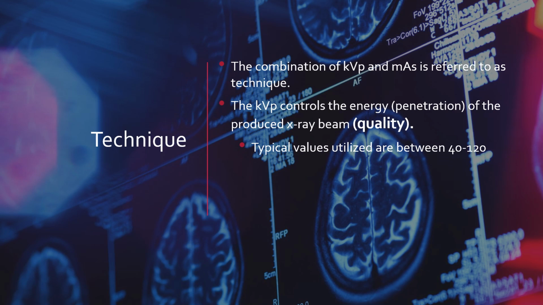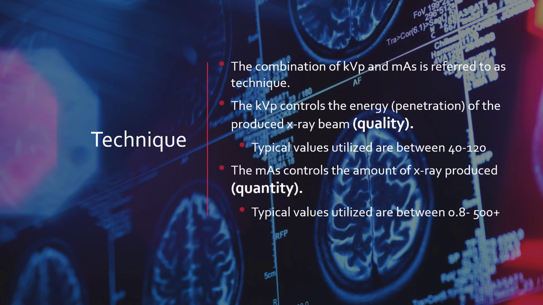Typical values utilized are between 40 and 120 kVp. The mass controls the amount of X-rays produced. Okay, so mass only controls the quantity of the X-rays produced, how many are produced. And typical values for mass in an exposure might be 0.8 to 500, 3, 4, 500 you could use.